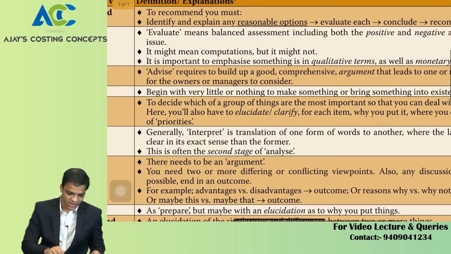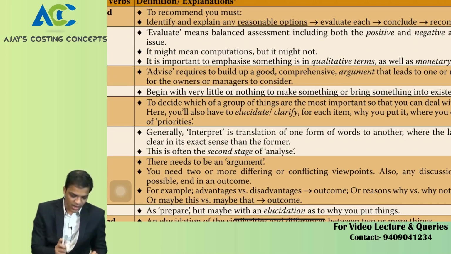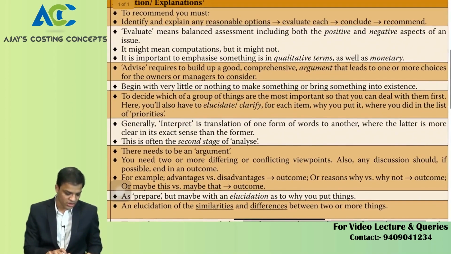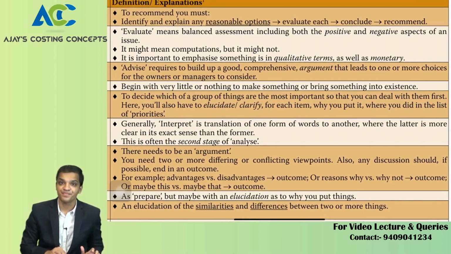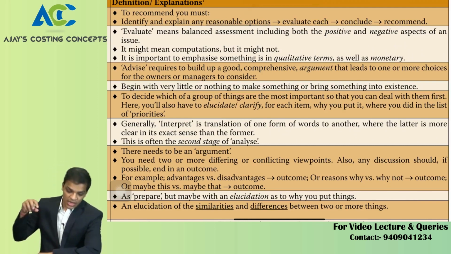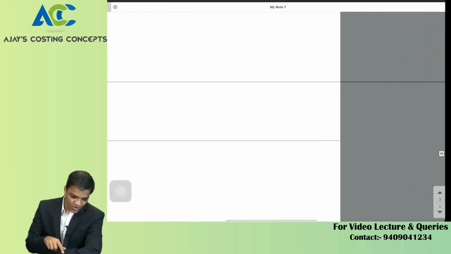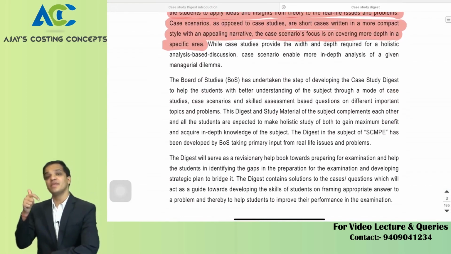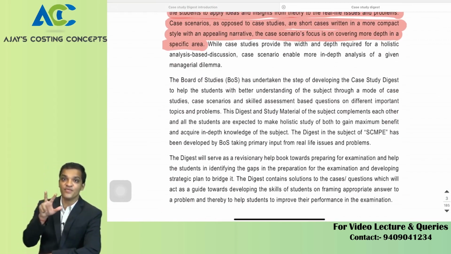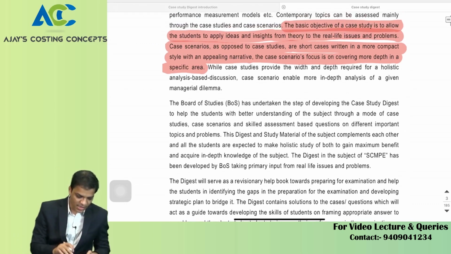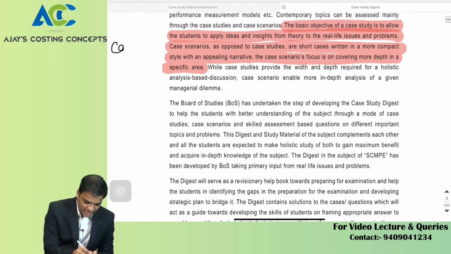Advice requires, see, this is what I have been reading, advice requires you to build a good comprehensive argument that leads to one or more choices for the owners or managers to consider, right? So that is how the advice will work, and that is what is required. Considering that fact, first of all, a student needs to understand the difference between a case study and a case scenario. That is the first thing you need to understand, and that is what I have explained: case study is a holistic approach.